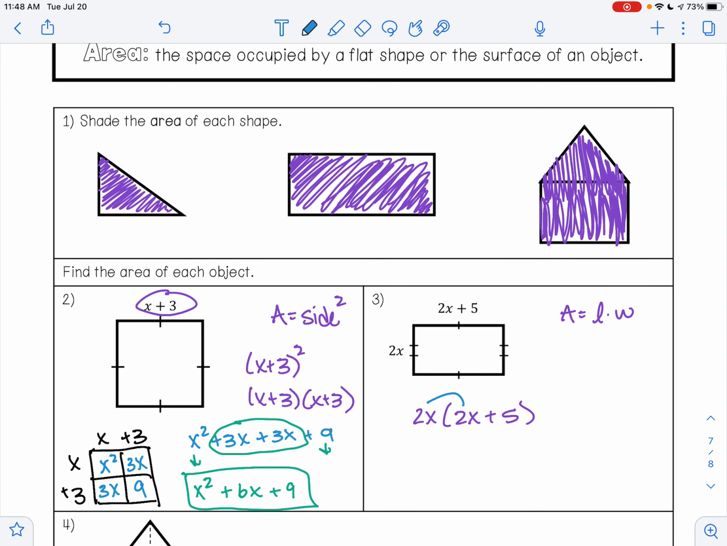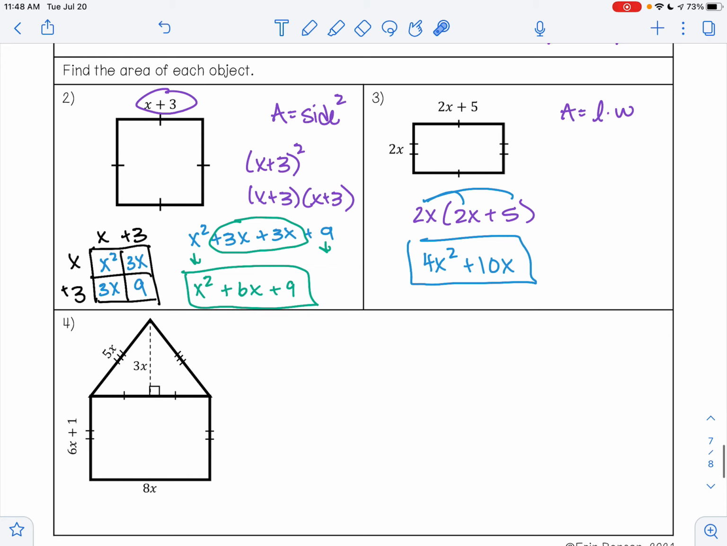2x times 2x is 4x squared. 2x times 5 is 10x. This is my answer. There are no like terms. There's nothing else left to do. I didn't have to use the area model here because in this example, I had a monomial being multiplied by a binomial. So all we had to use was the distributive property.